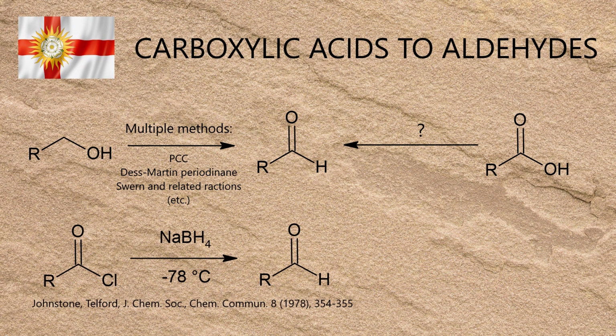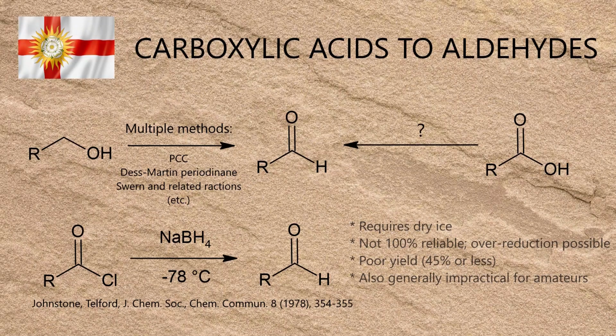Another method is reduction of acid chlorides with sodium borohydride at minus 78 degrees, which is the boiling point of dry ice. Again, this is impractical for amateurs and not completely reliable. It works on the basis that at such a low temperature, the reduction from an aldehyde to an alcohol is much slower than the reduction from an acid chloride to an aldehyde and doesn't actively prevent it. It also suffers from poor yields.